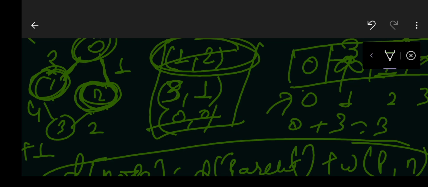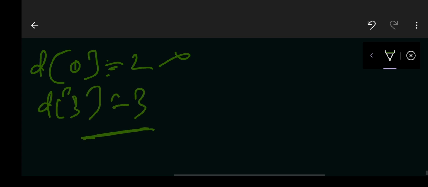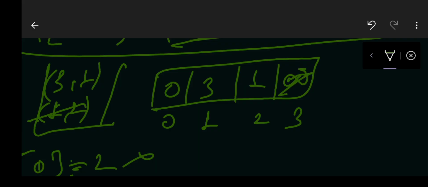The distance of 3 is going to be the distance of parent. Distance of parent is like distance of 2. Distance of 2 is 1 plus the weight in between 2 and 3, which is 2. So 1 plus 2 is 3. So we get the distance of 3 as 3, right? Is it better than the previous one? Let's see. Yes, it is better than the previous one. So we have stored 3.